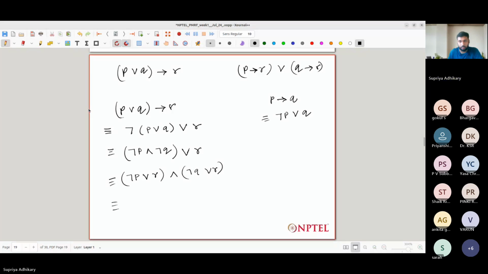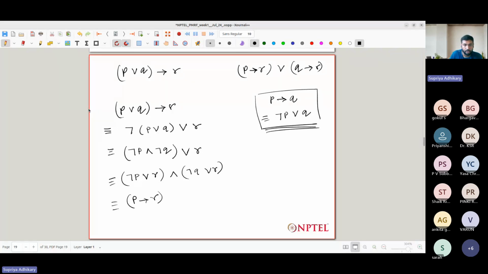Now again, from this equivalence relation, we can say that this is nothing but P implies R, conjunction, Q implies R.